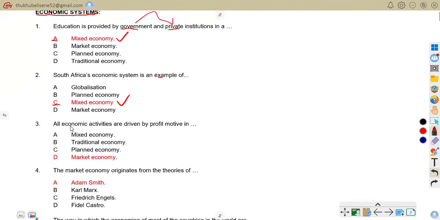Coming to number three, all economic activities are driven by profit motive in mixed economy, traditional economy, blended economy, market economy. The correct answer is market economy. In a market economy, a business operates to make a profit. Private individuals own resources. Decisions are based on demand and supply. So get that straight.